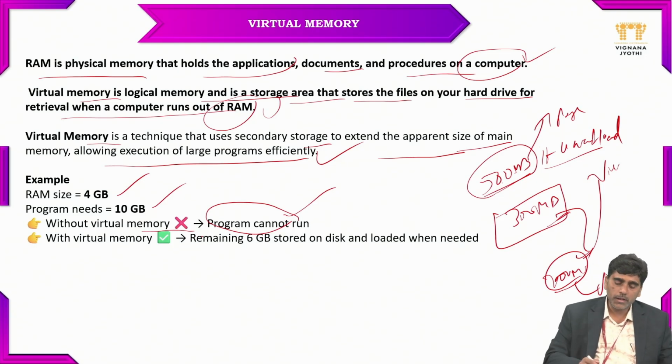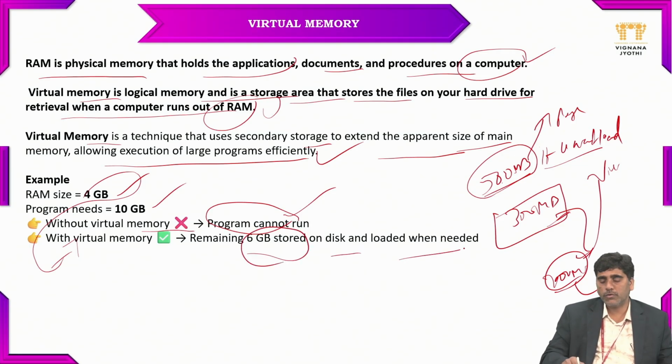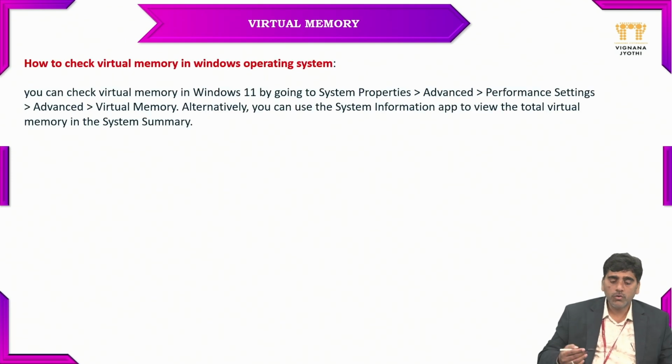So that means at that time, the main memory is looking for additional size. With virtual memory, the remaining 6 GB is stored on disk and loaded whenever it is needed. 6 GB is provided by the virtual memory, and it is loaded from the disk whenever it is needed. So how do you check virtual memory in your Windows operating system?